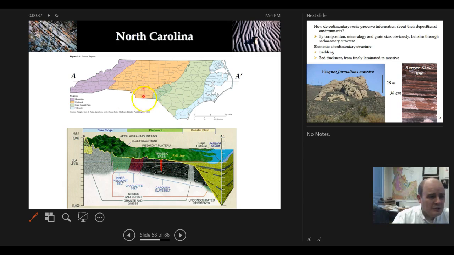Okay, so just realize that we have these different transitions. We have mostly igneous and metamorphic rocks in the Appalachian Blue Ridge area and then the Piedmont, and then we have tons of sedimentary rocks down here in the coastal plain. And we still can find sedimentary rocks in both of these segments, but you're going to find them more in abundance down here and more metamorphic and igneous rocks up here.